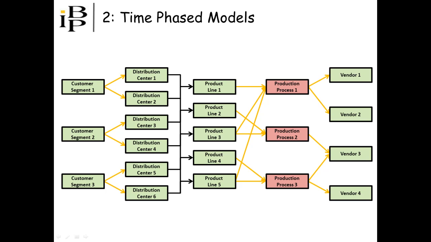The first thing that can be changed is the flows, as depicted by the yellow lines on the screen. The other parts of the models that can be time-phased are the nodes themselves, as depicted by the blue boxes on the screen. Now, time-phasing models is highly relevant to quantifying the impact of new products, processes, mergers, and IT projects.